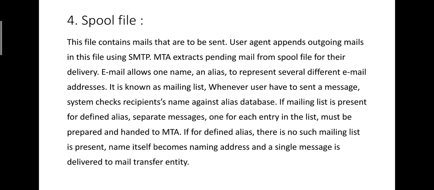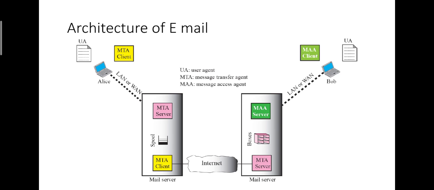Whenever a user has to send a message, the system checks the recipient's name against the alias database. If a mailing list is present for the defined alias, separate messages, one for each entry in the list, must be prepared and handed to the MTA. If no such mailing list is present for the alias, the name itself becomes the naming address and a single message is delivered to the mail transfer entry.